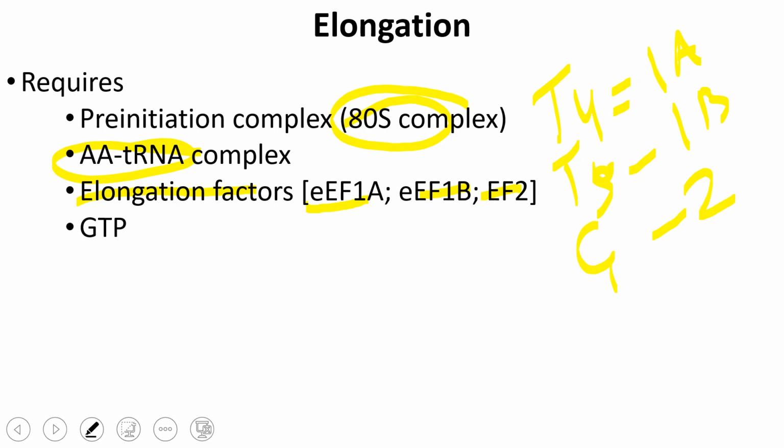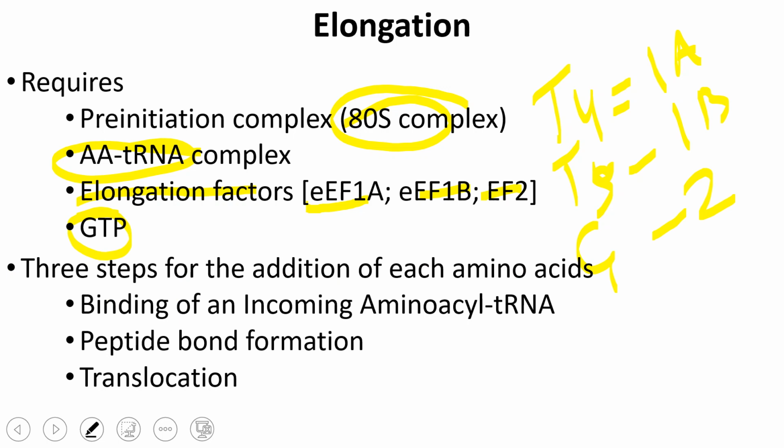Same function, same thing will be done, only the name has been changed. And this here, the energy source will be GTP. Similarly, this elongation occurs in 3 steps. First step is binding of aminoacyl-tRNA, meaning the second amino acid, to the A site, because the first amino acid, methionine, came first and binds to the P site. Now all other amino acids will come and bind to the A site. Second step is peptide bond formation, and third step will be the translocation.